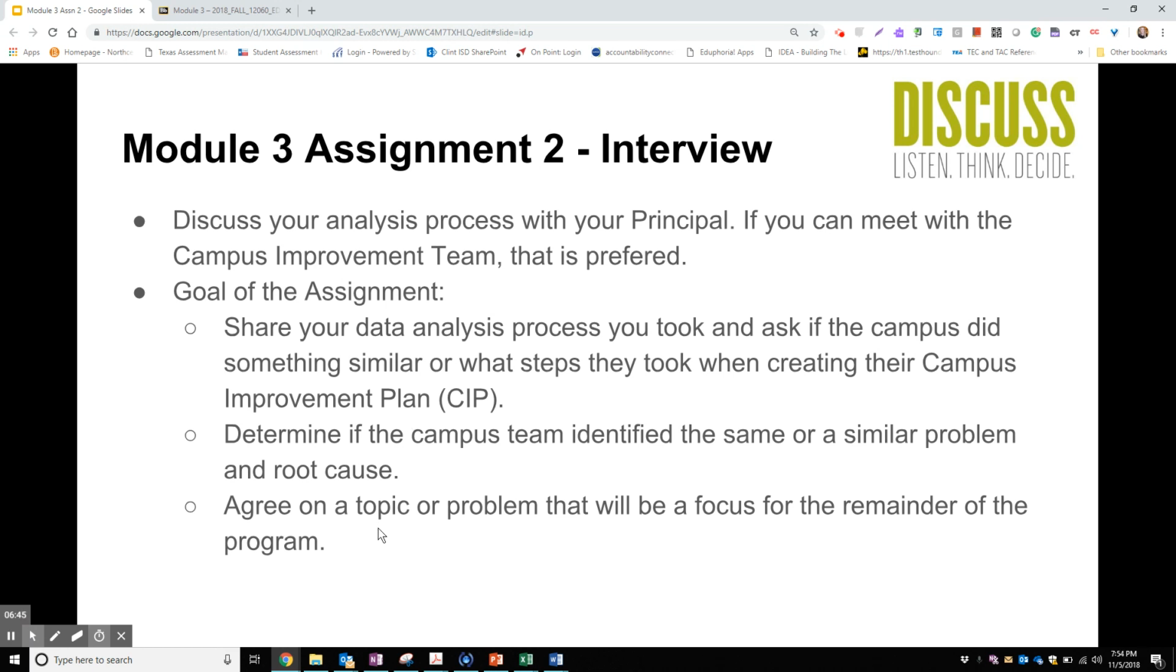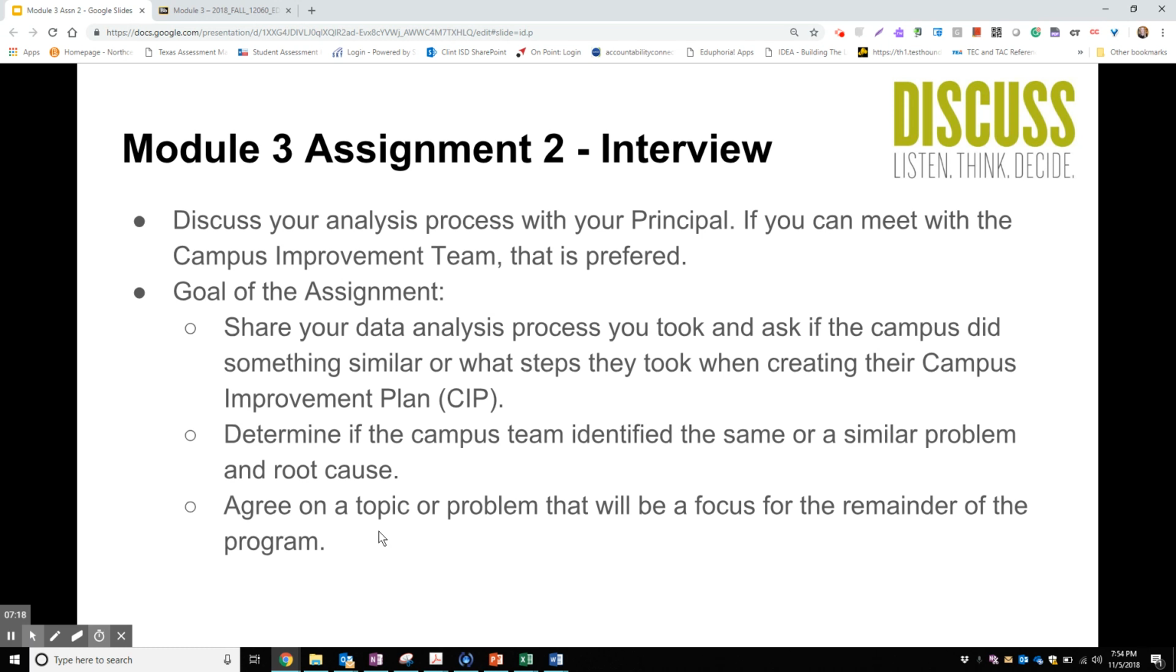Finally, and most importantly, you need to agree on a topic or problem that will be the focus for the remainder of your program. So if you had your 3 priorities listed, and I know our root cause only focused on one, but the principal says, you know what, I really think this other priority you listed will get us more meaningful data. There'll be more PD opportunities. We see that as a higher priority. You can absolutely switch at this point. This is an agreement between you and that principal of what you're going to further implement.